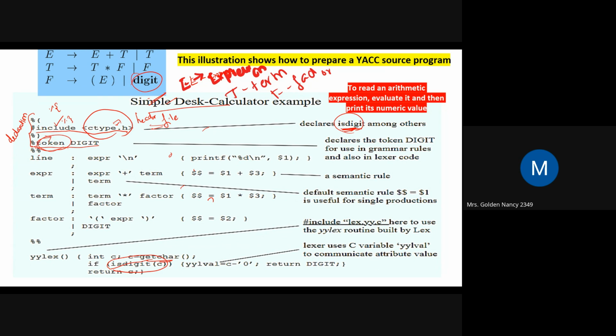After that, you have a separator called percentage percentage. See how the token declaration is declared. It declares the token digit for use in the grammar rule and also in the lexical code. Since digit is used inside the grammar, we are using this token.